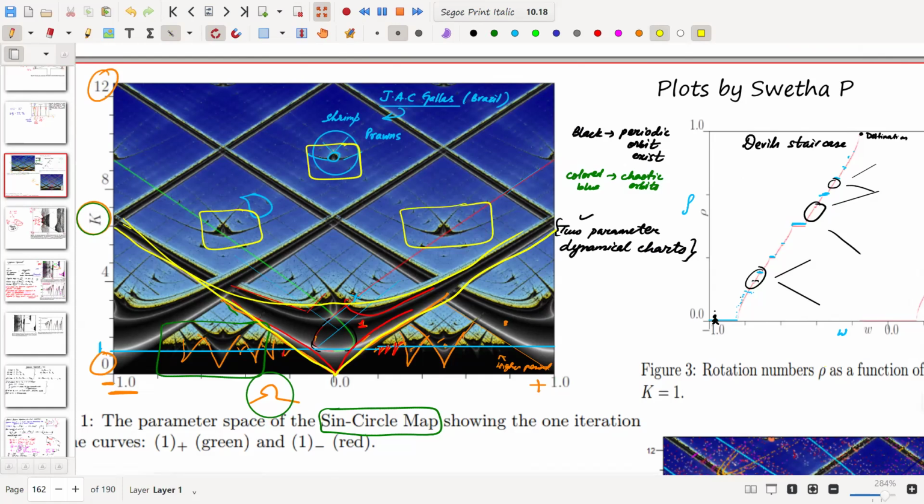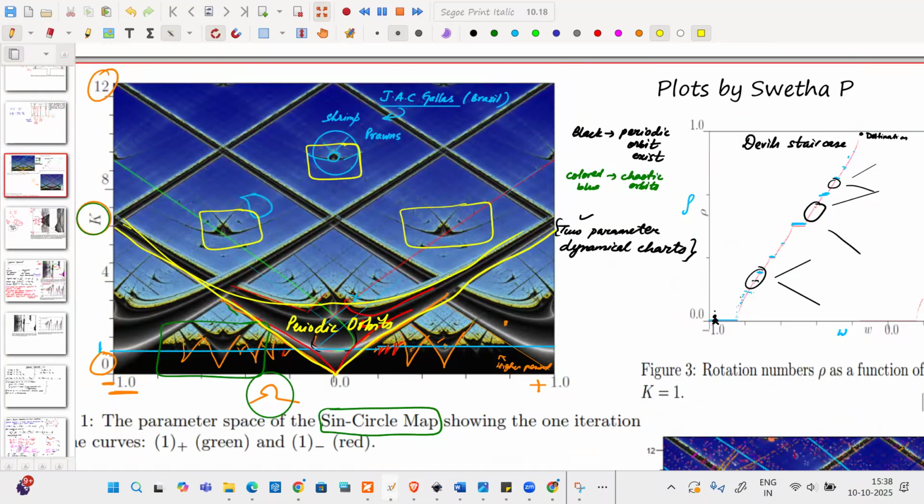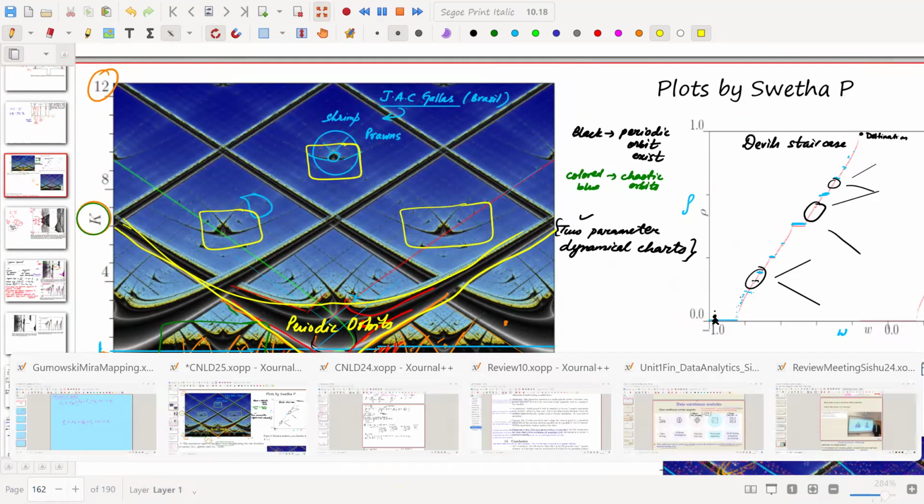And these Arnold tongues are nothing but periodic orbits. Okay, these are periodic orbits. Fine, and it is interesting in the sense that the boundary of these Arnold tongues is pretty interesting. Okay, so what happens?